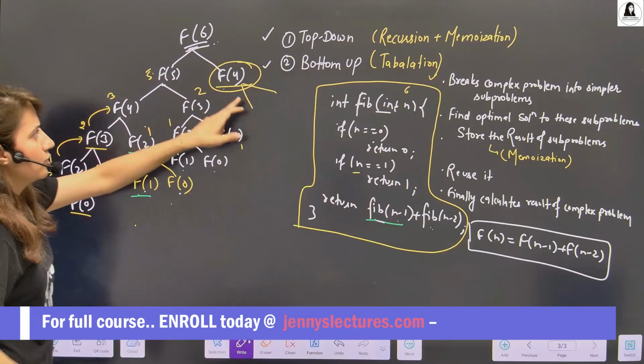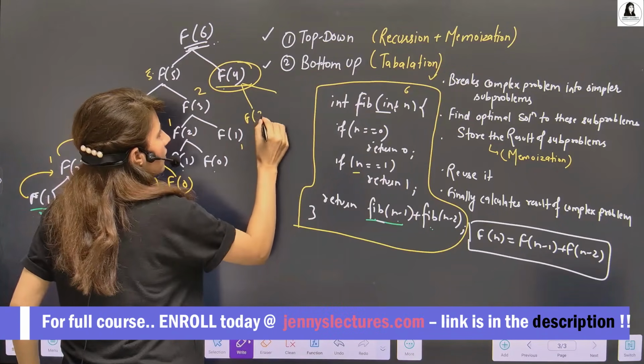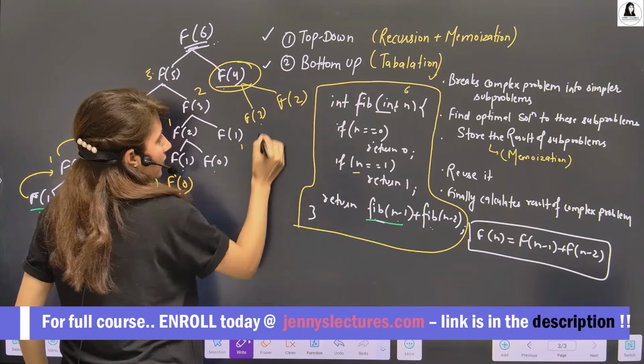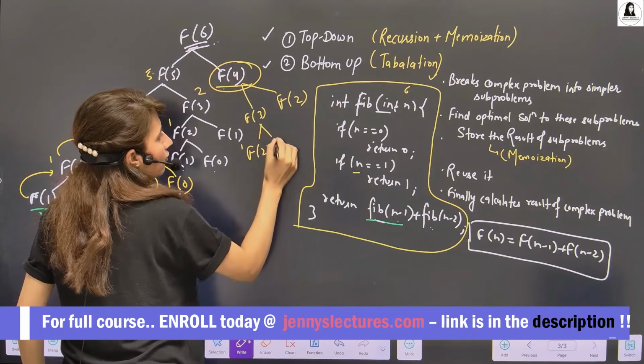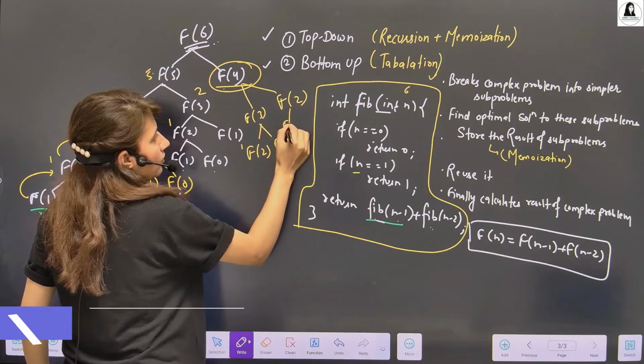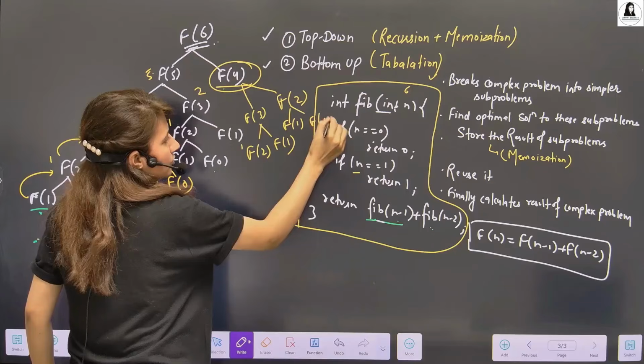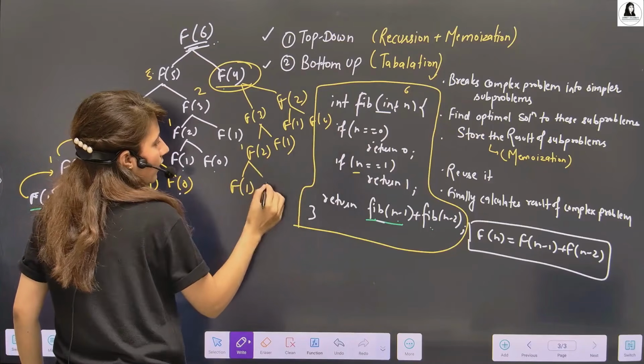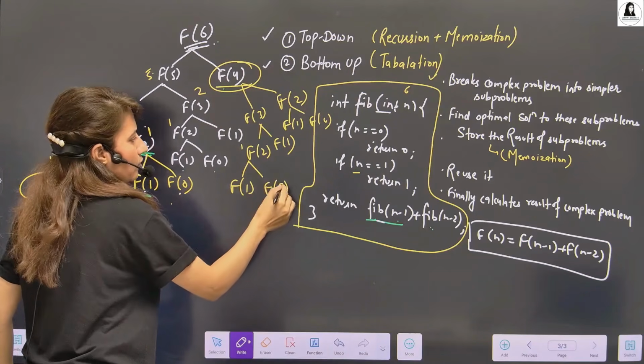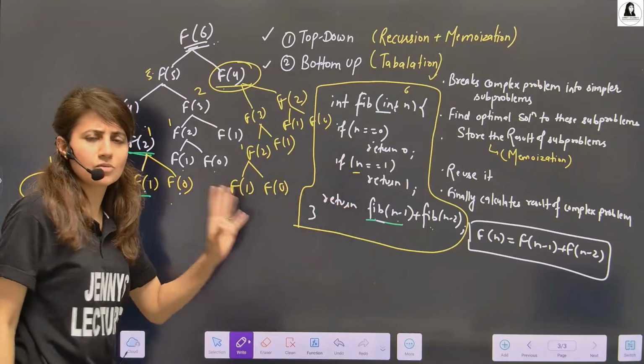So f of 4 will again be expanded. That is f of 3 and f of 2. F of 3 will be f of 2 and f of 1. F of 2 will be 1 and 0. Then f of 2 will again be 1 and 0. Like this, normal recursion happens.